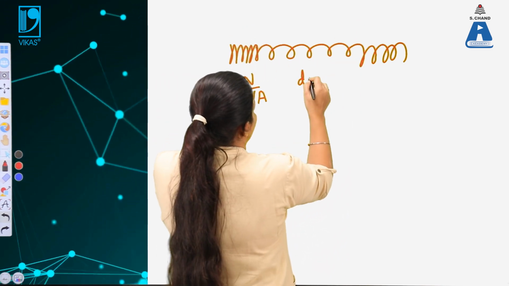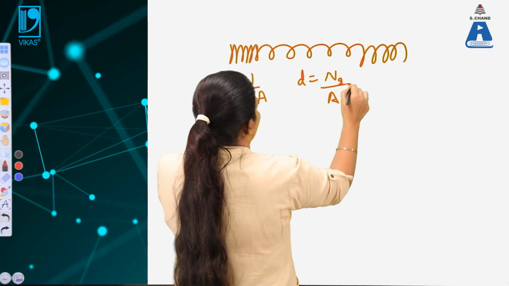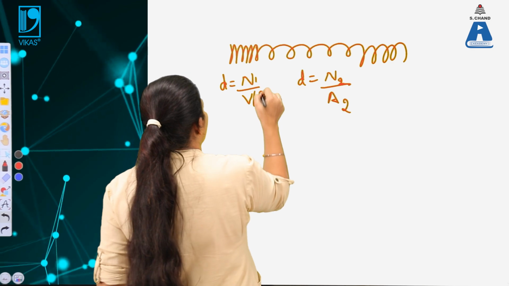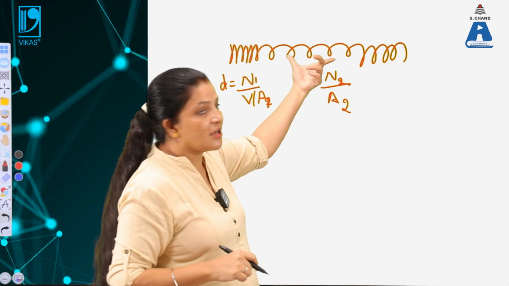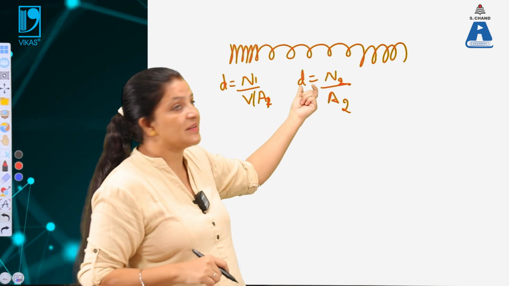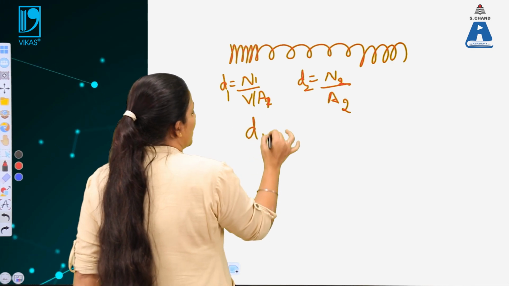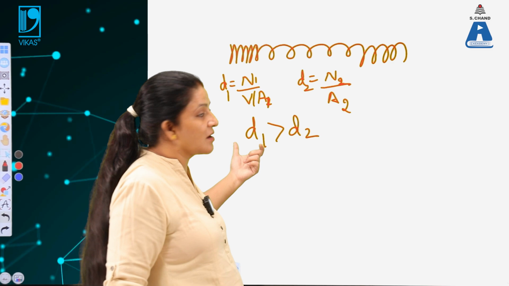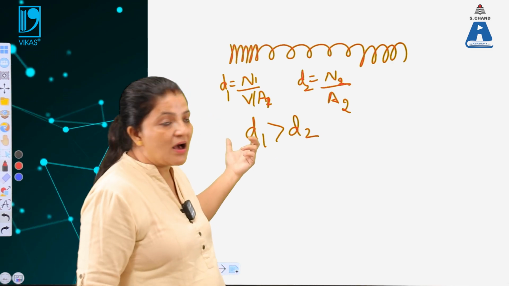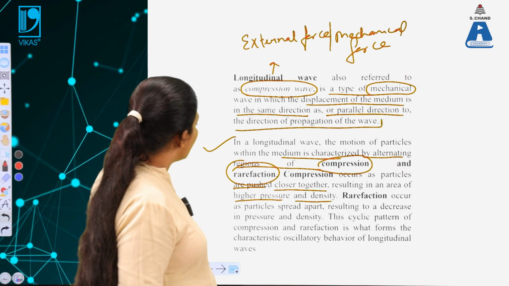So automatically the density here is N1 upon A1, and here it is N2 upon A2. In the rarefaction region, the area is very large, so automatically the density will be very small. So that means D1 is more than D2. The density in the compression region will be large and here the density will be very small. So now you can clearly see that.